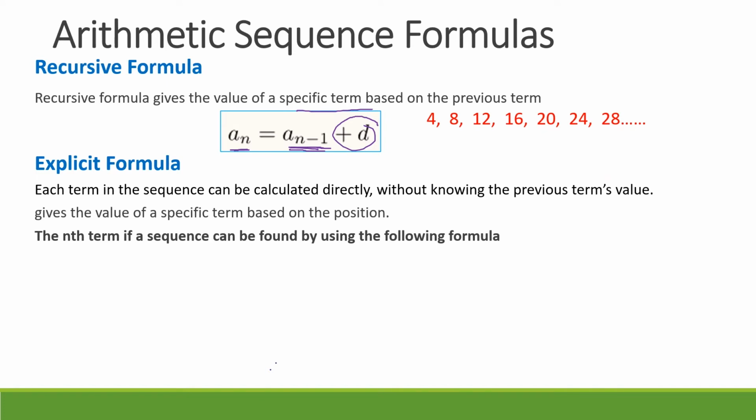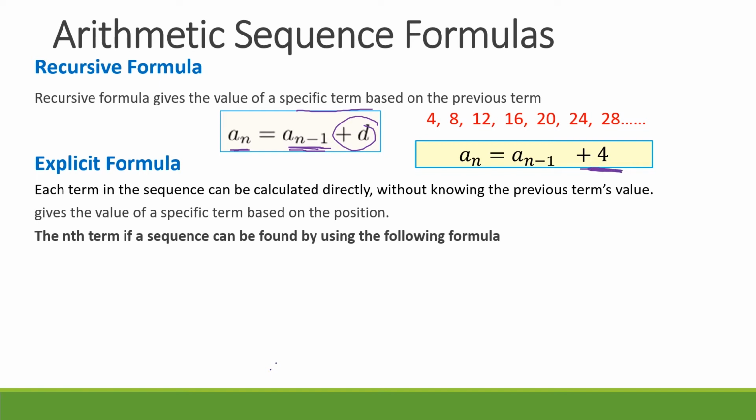And so as an example, we have 4, 8, 12, 16, 20. And so we can see that we're adding 4, and so our recursive formula would just be a sub n equals a sub n minus 1 plus 4. So that is the only thing that we have to change there.